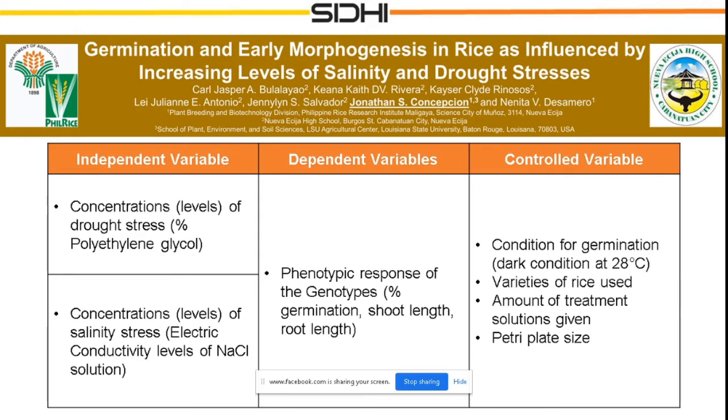So this should be maintained, which is why I said in the previous slide that you have to really look, that you have to monitor it or something like that. And of course, we also control the varieties of rice that we use and the amount of treatment or the amount of solutions that we give. So it has to be the same for all of your test entries, for all of your experimental groups, so that only the independent variable would affect the response, nothing else.